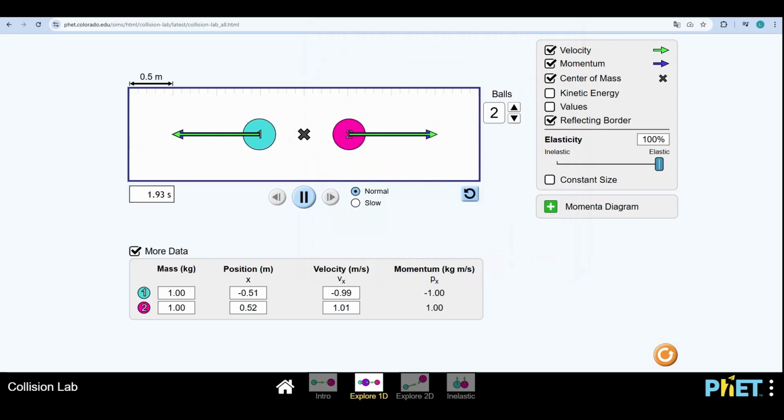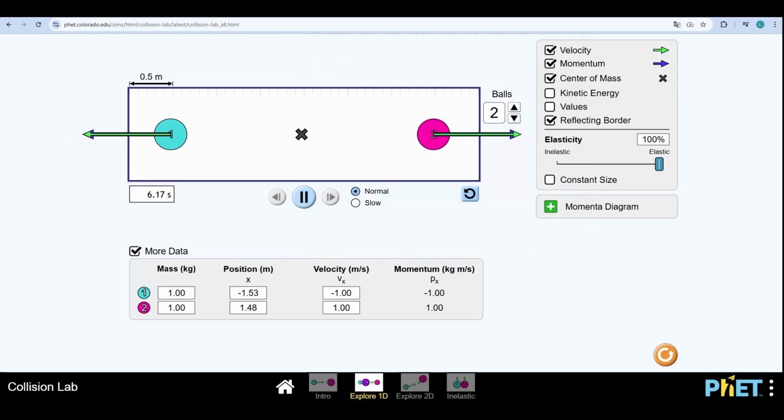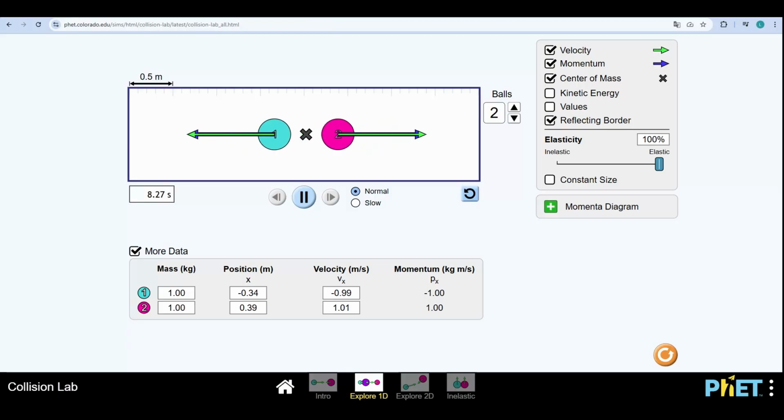Example, head-on collision. Let's say you have two cars with equal masses moving towards each other. And let's say car 1 has a mass of 1 kilogram, moving with a velocity of 10 meters per second to the right, and car 2 also has a mass of 1 kilogram, and its velocity is also 10 meters per second, but moving to the left. The total momentum of the system is 0.